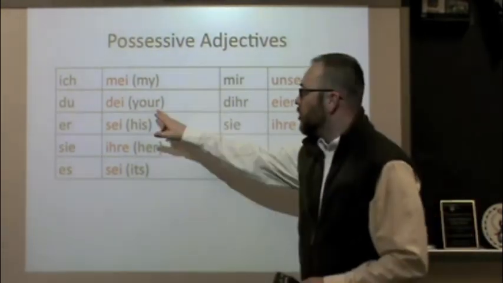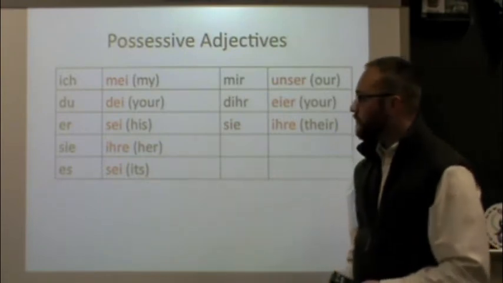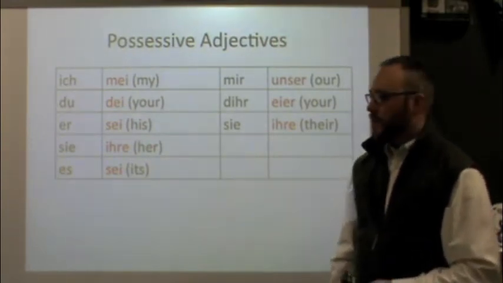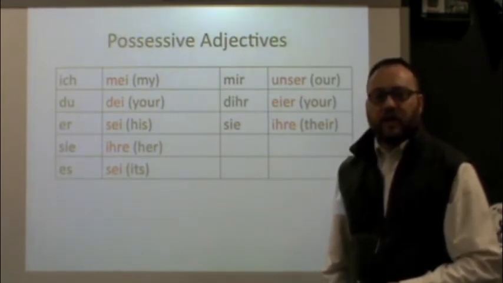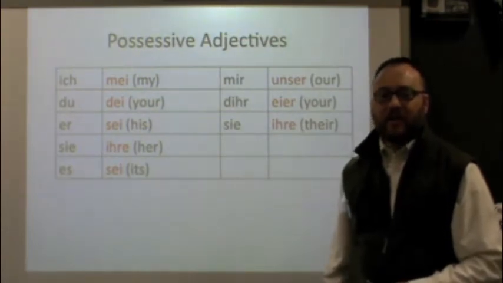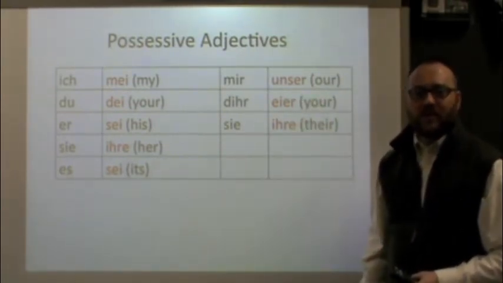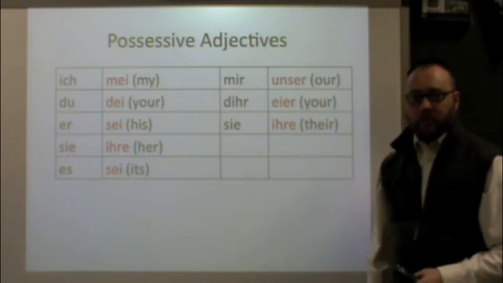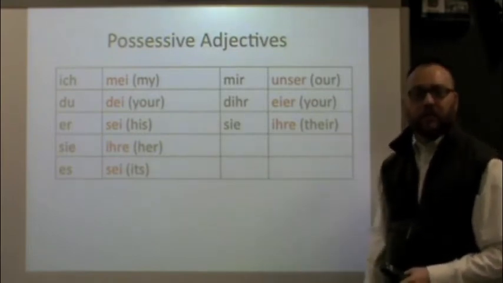Your in Pennsylvania Dutch is die. His? Zai. Her? Era. It's Zai. For our, unser. Your plural, eier. And their, era.